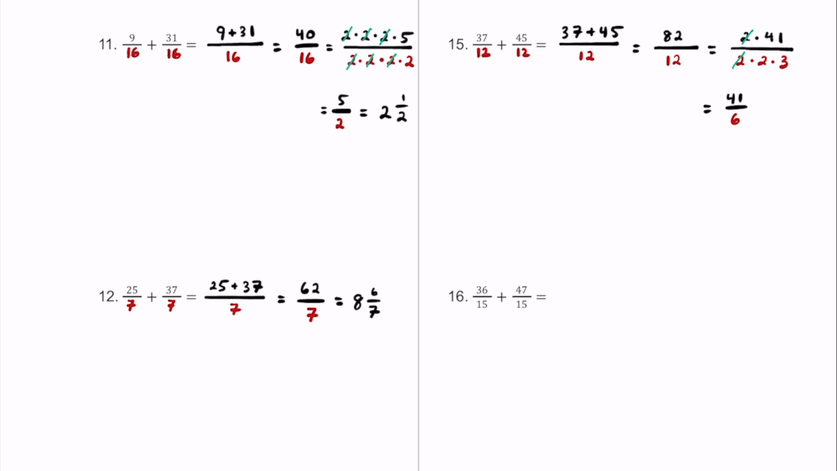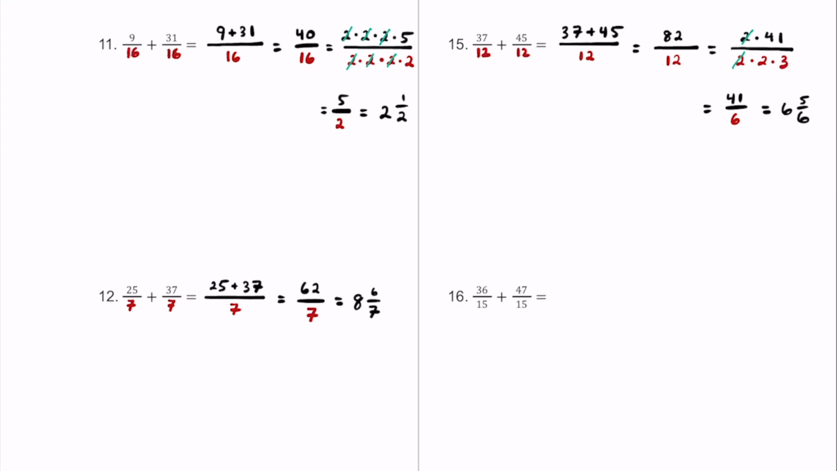If we want the mixed number version, we got to see 6 into 41. 6 times 6 is 36. I think it's 5 away from 41, so we're going to put and 5 sixths here. So 6 and 5 sixths would be another way of writing our solution.